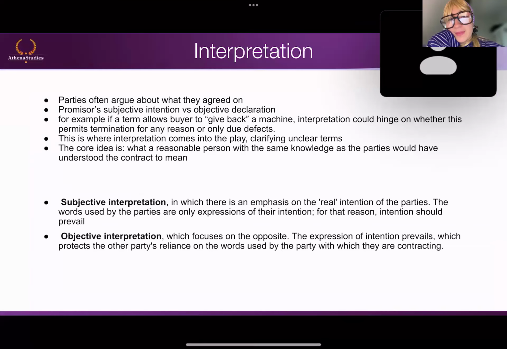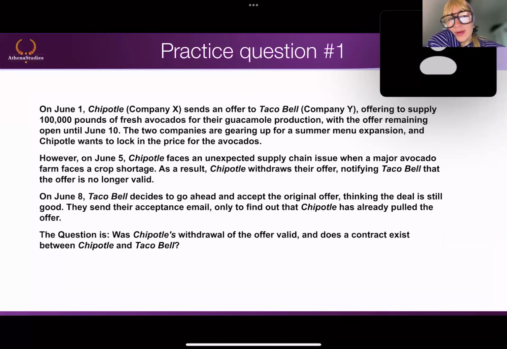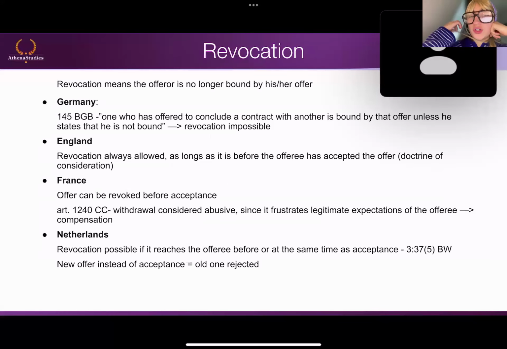Because, well, I'm gonna go back here and show you the revocation here. So in Germany, Article 145 says that revocation is impossible, right? Germany says that there is no way, even if it is before the acceptance, that you can revoke your offer. Thus, in Germany, Chipotle simply would not be able to revoke the offer. That's what German law says.